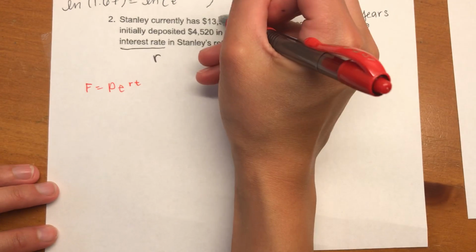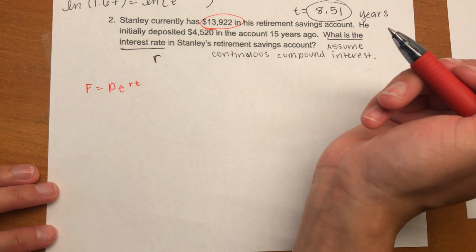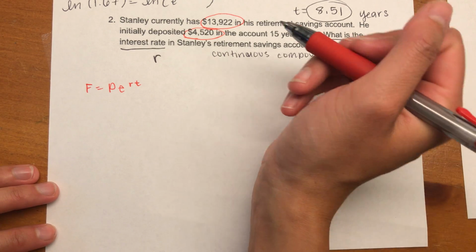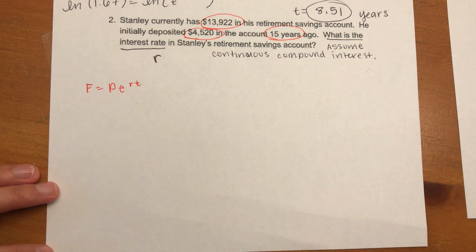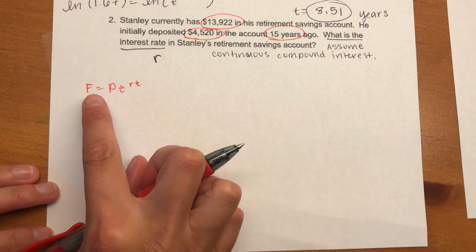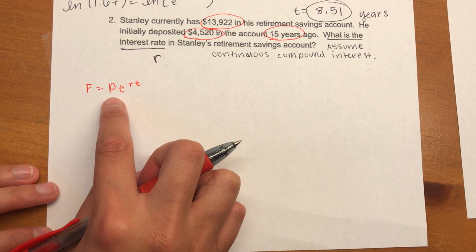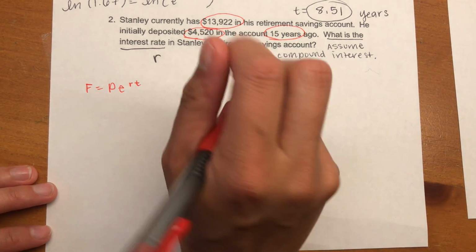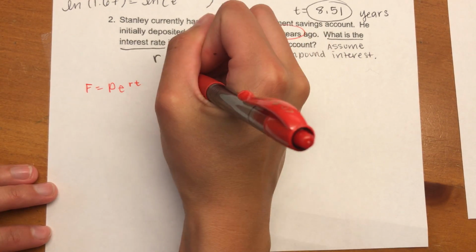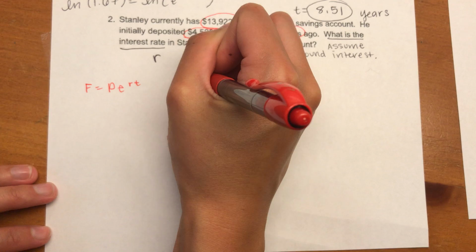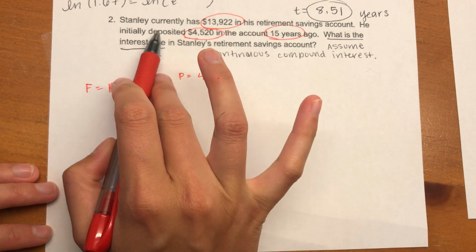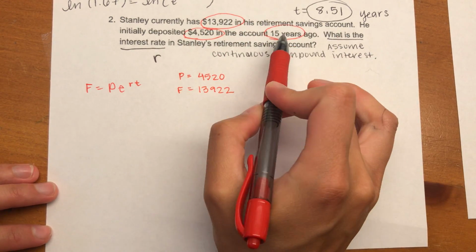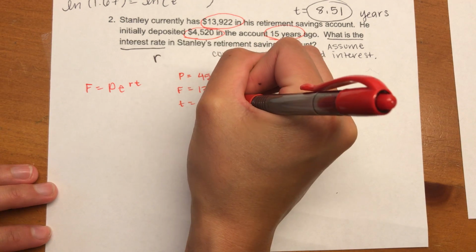What else do we have? He currently has $13,922. He initially deposited $4,520, and that was 15 years ago. So, F is my final value, P is my initial value, R is my rate, and T is my time. So to me it looks like if we have initial deposit of $4,520, that's going to be P, right? Initial deposit. Then if we currently have $13,000, that's going to be the final value. And if it was 15 years, that's going to be my time.